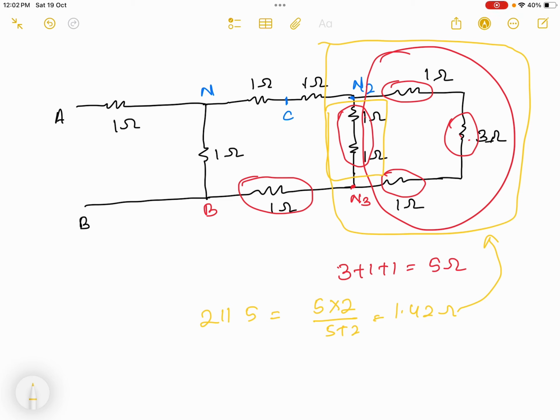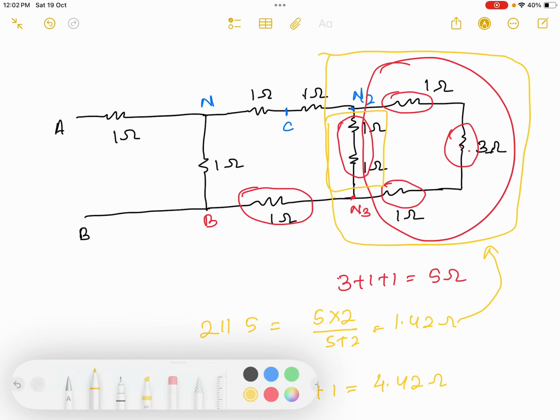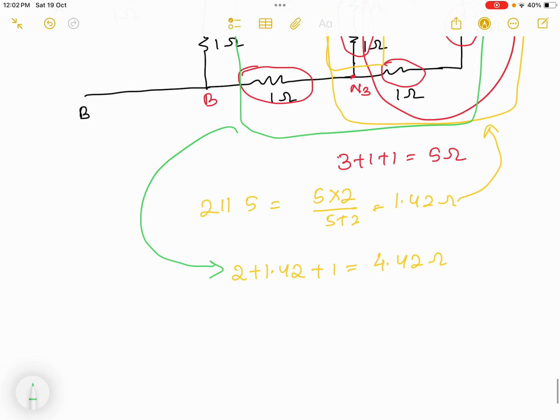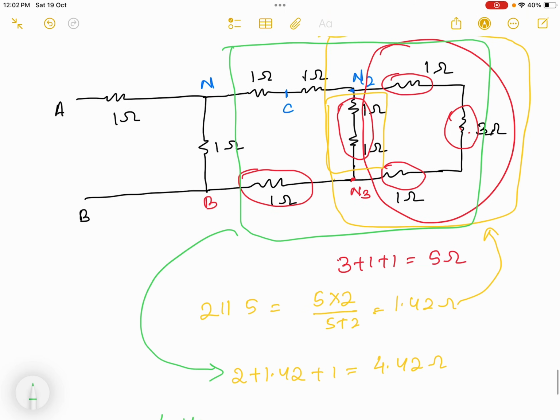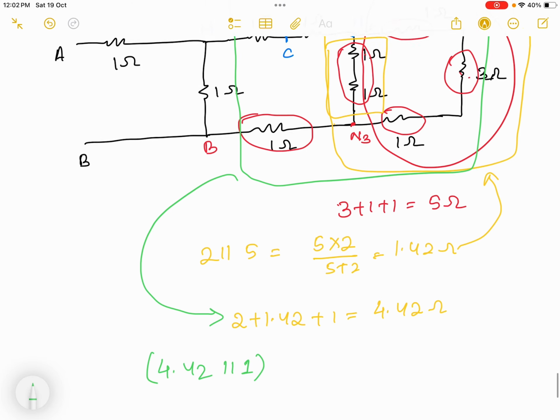Now this 1.42 ohm is in series with this 2 and 1. So the new resistance value is 2 plus 1.42 plus 1, so I will get 4.42 ohms. Now you can see the total resistance 4.42, in this green color, is in parallel with 1. So 4.42 is in parallel with 1, and then that is in series with 1.